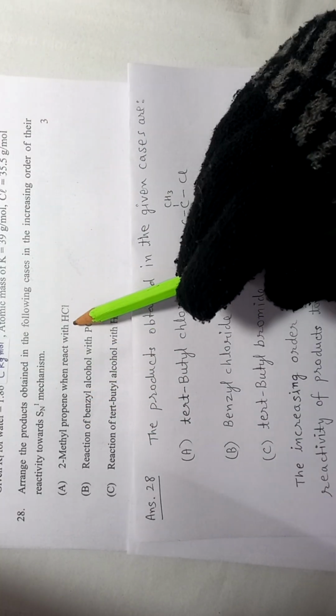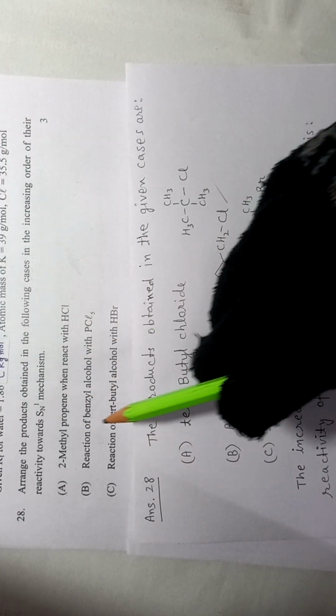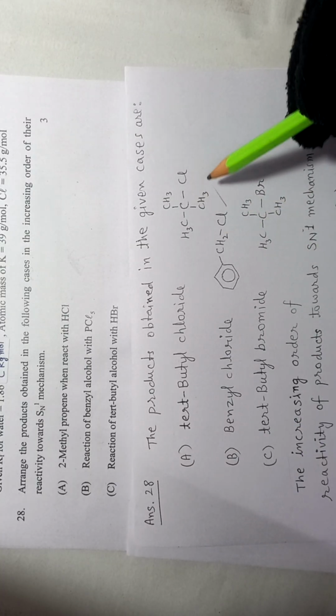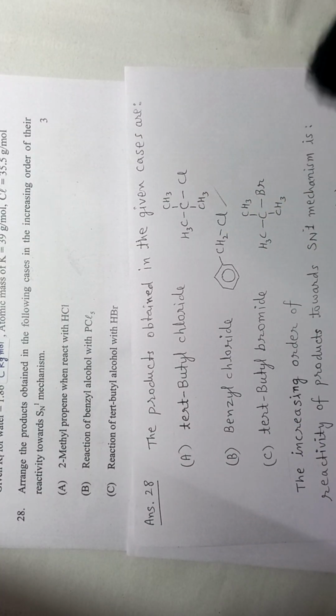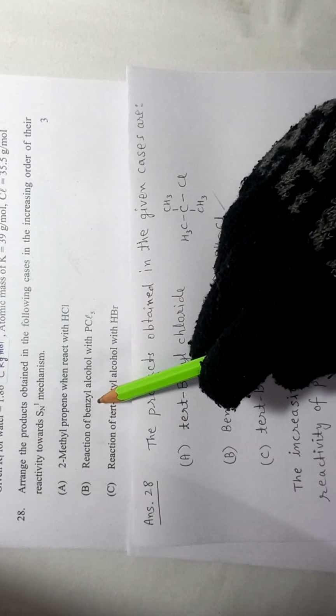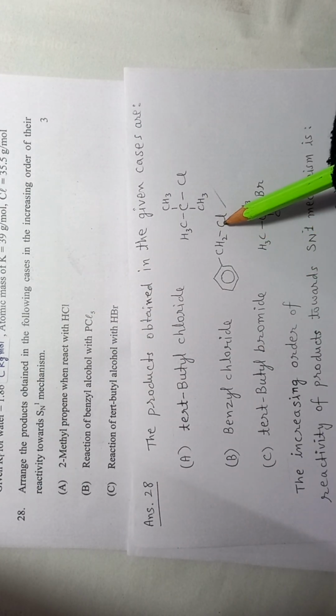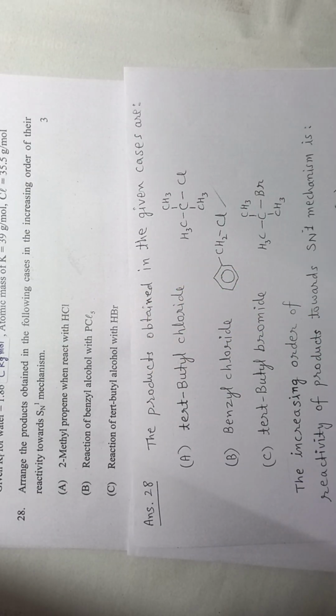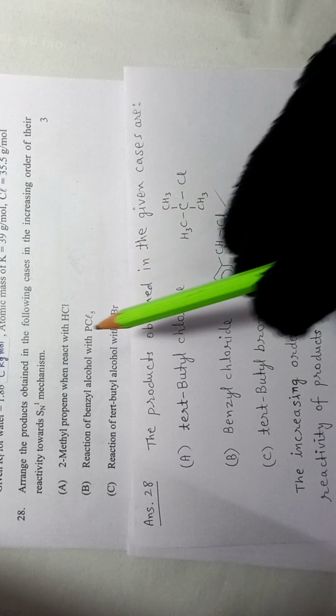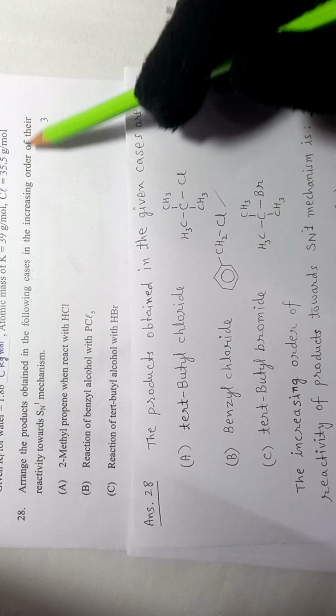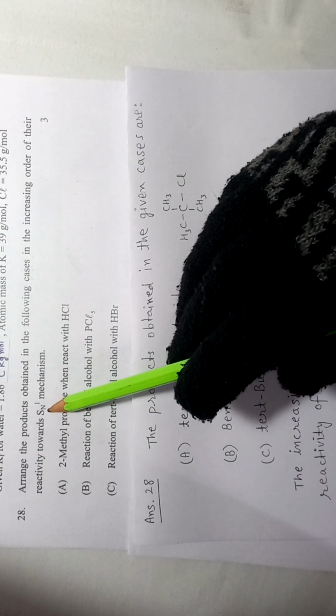Methyl propene, when it reacts with HCl, we get this product, students: tertiary butyl chloride. And the reaction of benzyl alcohol with PCl5 gives benzyl chloride. And the reaction of tertiary butyl alcohol with HBr gives, students, tertiary butyl bromide. So these are the products obtained. Now we have to arrange these products in increasing order of their reactivity towards SN1 mechanism.